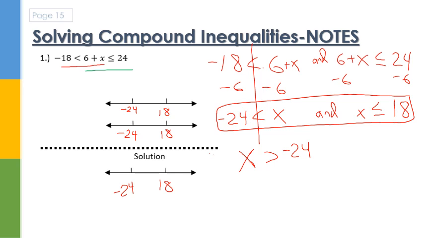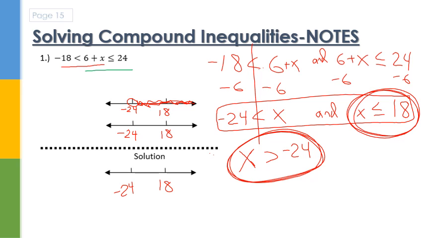I will go ahead and make an open circle. I'm going to graph x is greater than negative 24 first. So open, shaded to the right. Shaded a little better than that. And then I'm going to graph x is less than or equal to 18.